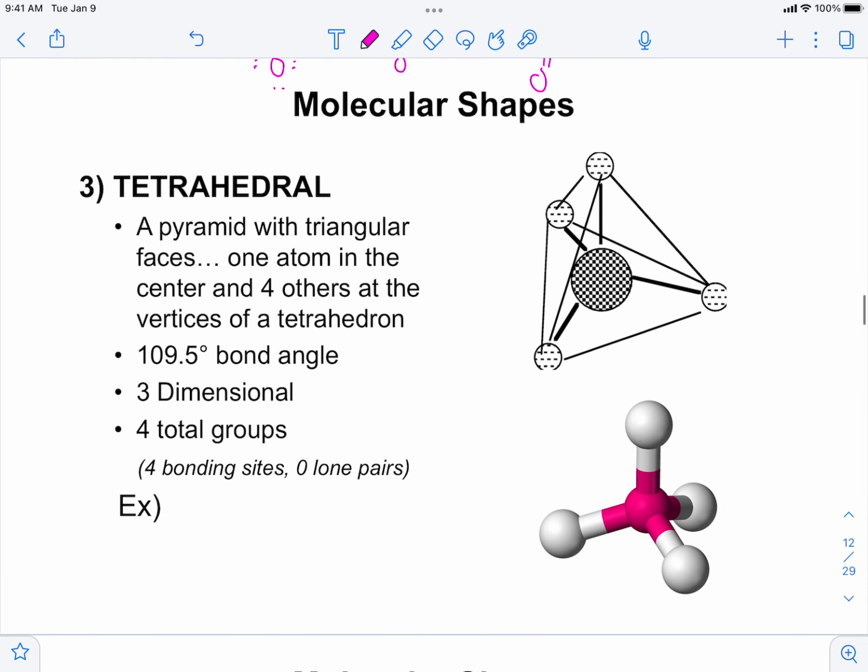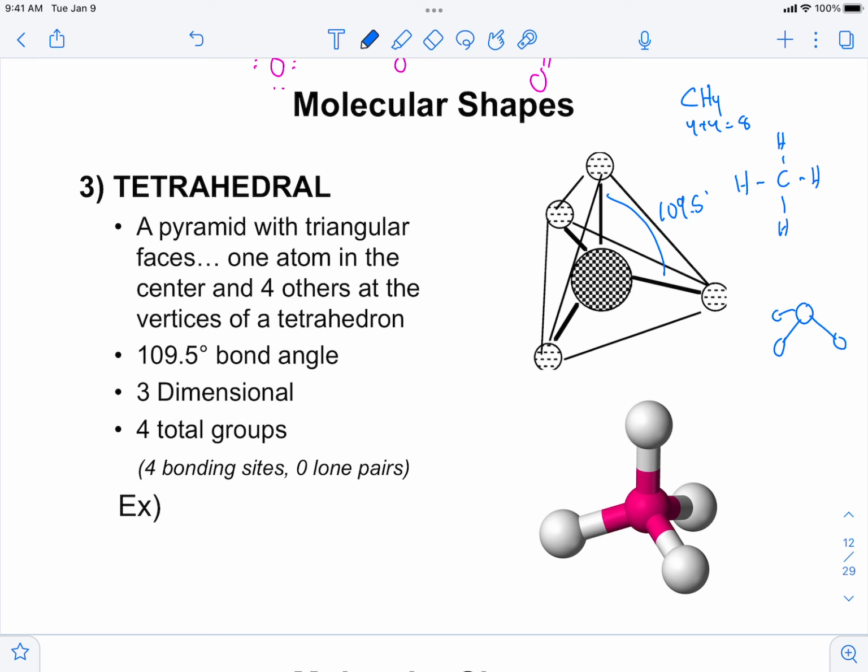Our next shape, say something like CH4. We would draw our Lewis structure like this. There's 4 bonding groups. Now, when you have 4 groups, this cannot lie down flat. In order for the electron pairs to be as far apart from each other as possible, it takes on an angle of 109.5 degrees.